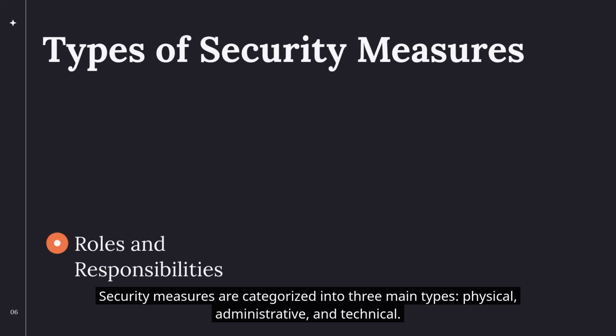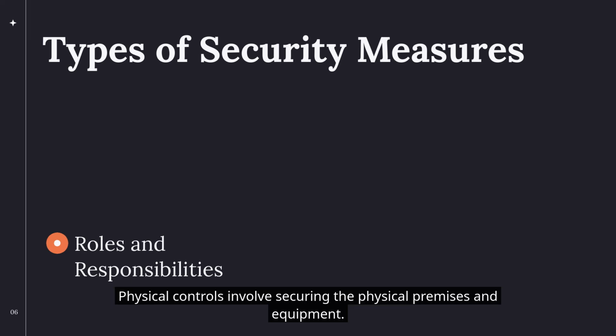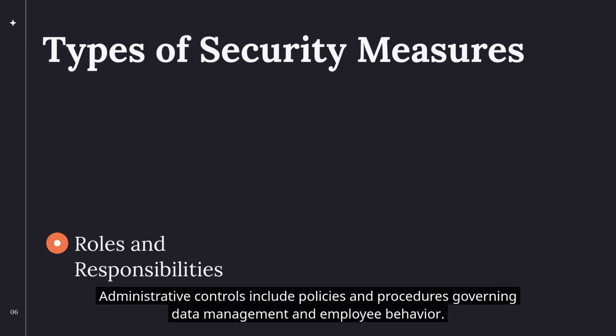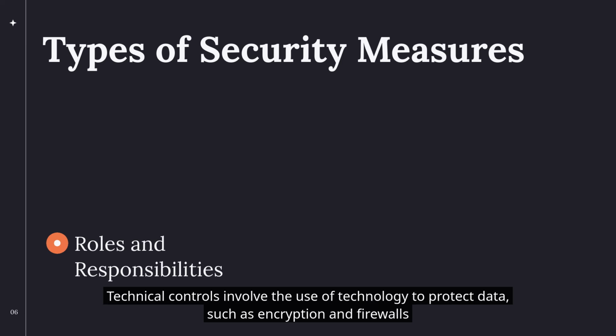Security measures are categorized into three main types: physical, administrative, and technical. Physical controls involve securing the physical premises and equipment. Administrative controls include policies and procedures governing data management and employee behavior. Technical controls involve the use of technology to protect data, such as encryption and firewalls.